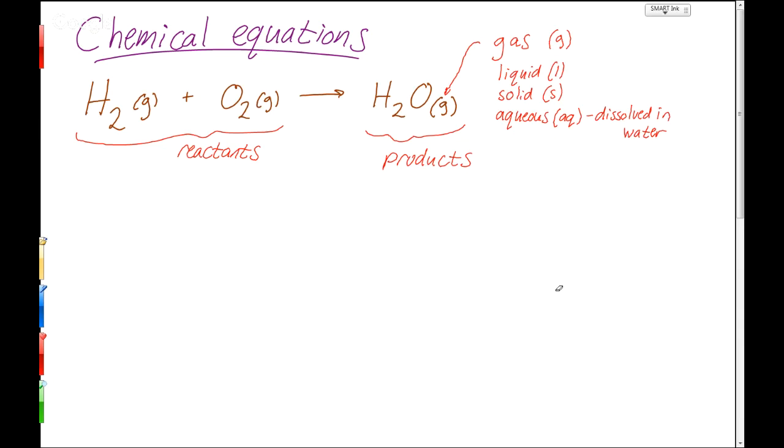So anyway, all right, we can't do that. So don't balance things by changing the little numbers in the bottom, because then you're changing what the compound is, and that's not going to work. All right, so what do we do instead? We got a problem here, right? It's not right. It looks like something's disappearing. So how do we make it so things aren't disappearing?